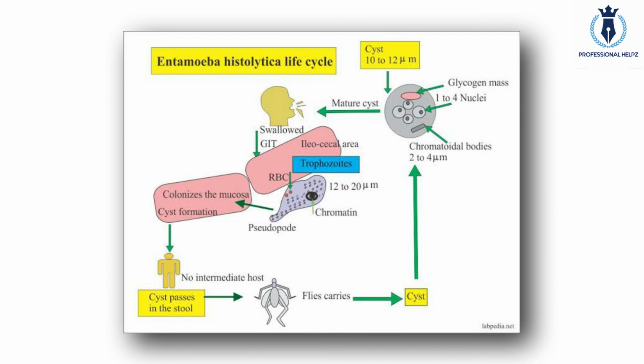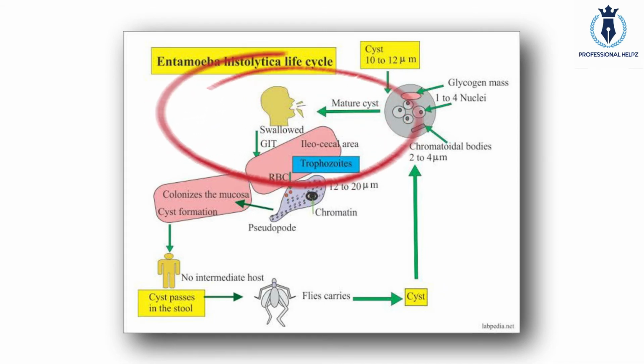Life cycle. Entamoeba histolytica completes its life cycle in only one host, which is man. Quadrinucleate cysts are the infective forms of the parasite. The trophozoite form of the parasite is responsible for producing the characteristic lesions of amoebiasis. Man acquires the infection by intake of food and water contaminated with the cyst.